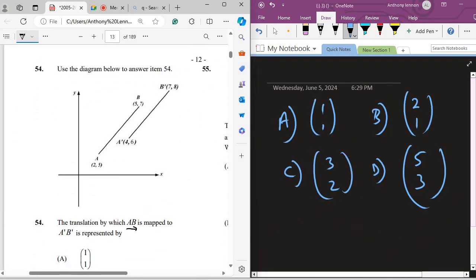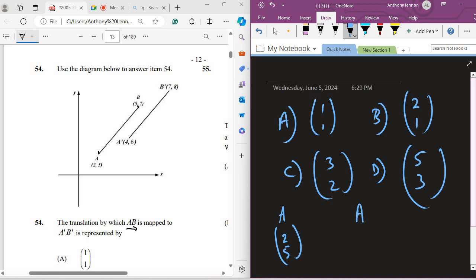All right, this one is very easy. Translation. The translation by which the line AB is mapped onto A prime B prime is represented by what? Let's look at point A. We can write point A as 2, 5, right? It actually goes to A prime. What's A prime? 4, 6. We have the object and then we have the image. So what do we add to it to actually get it to be 4, 6?